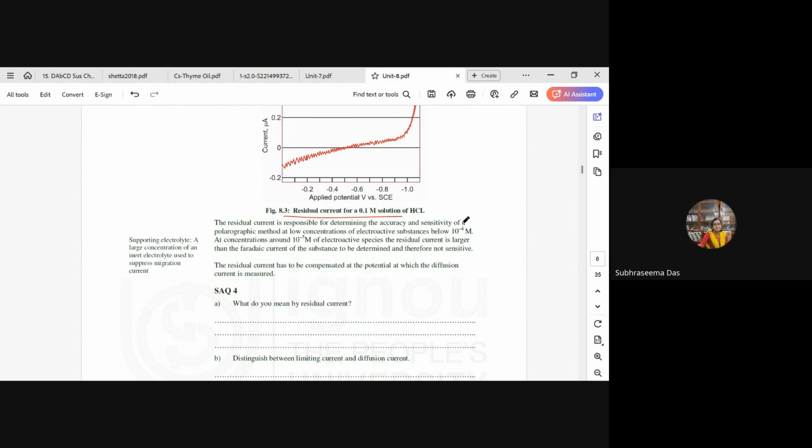This residual current is responsible for determining the accuracy and sensitivity of a polarographic method at low concentrations of electroactive substances, below 10^-4 molar. At concentrations around 10^-5 molar of electroactive species, the residual current is larger than the Faradaic current, and it is therefore not very sensitive.